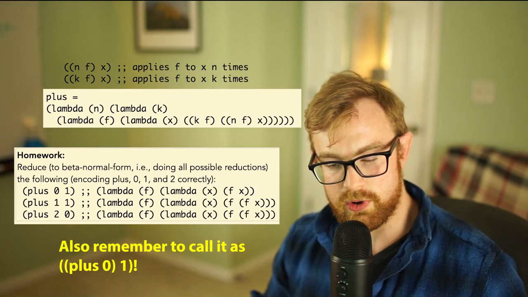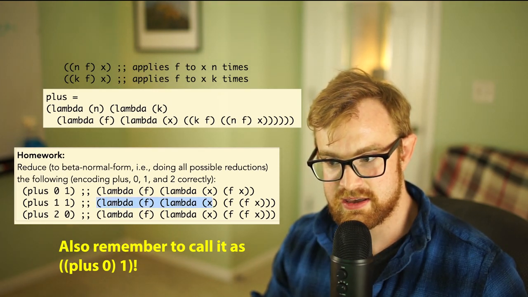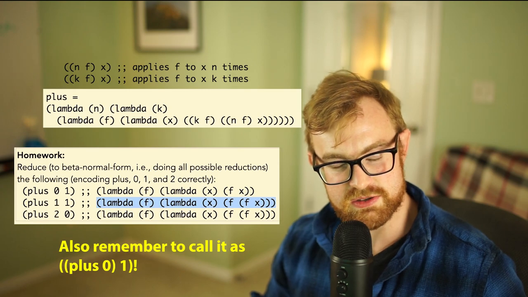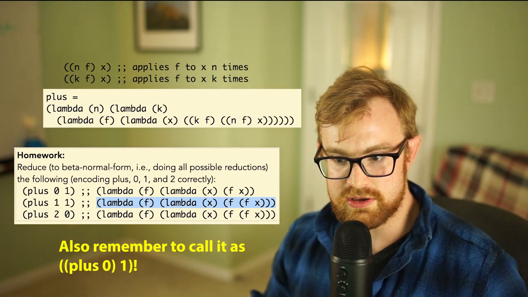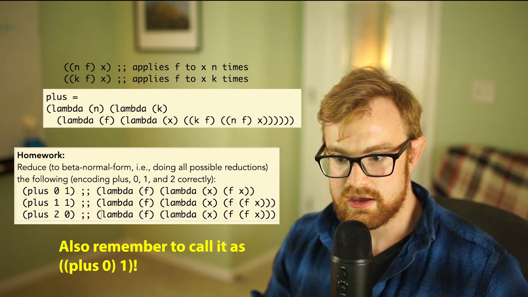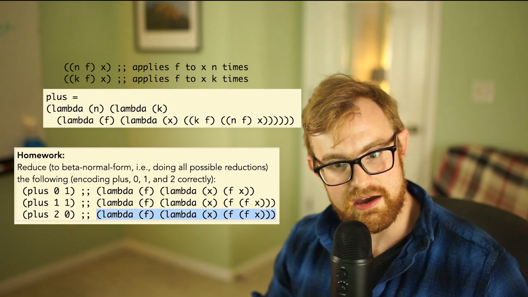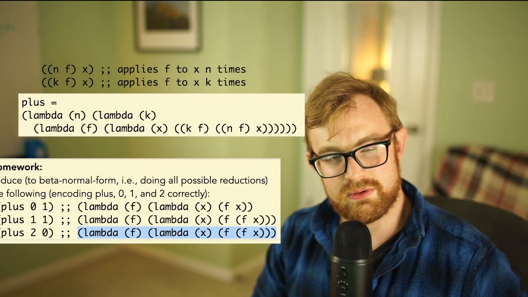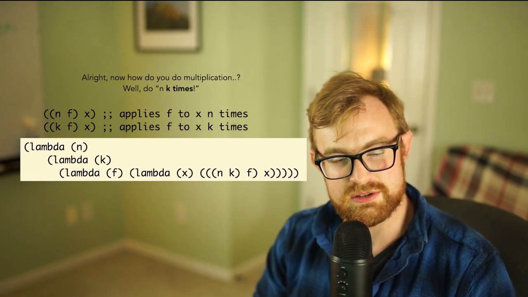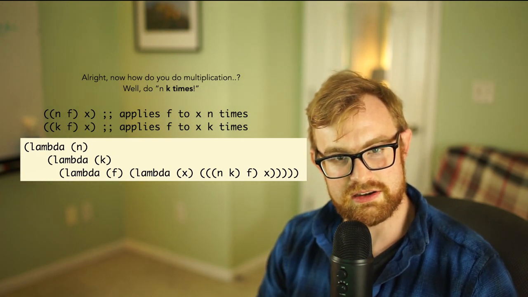When you do plus 1 of 1, you get lambda f, lambda x, f of f of x, because 1 plus 1 is 2. And when you do 2 plus 0, Church encoding 0 and 2 appropriately, you should end up with lambda f, lambda x, f of f of x. So now we've taught you how to do successor, which is n plus 1, and we've taught you how to do addition.